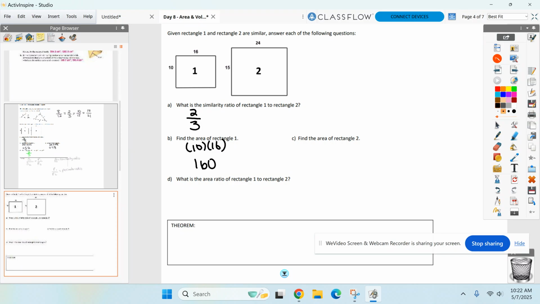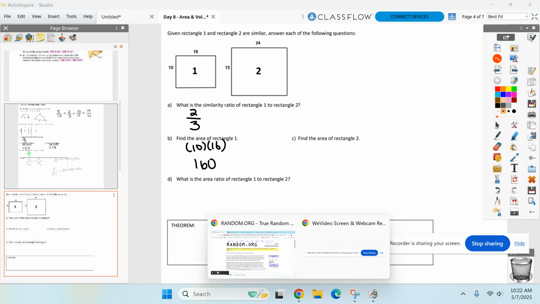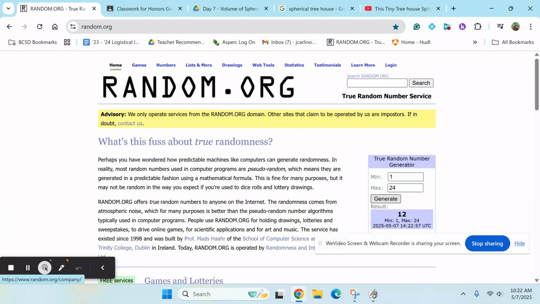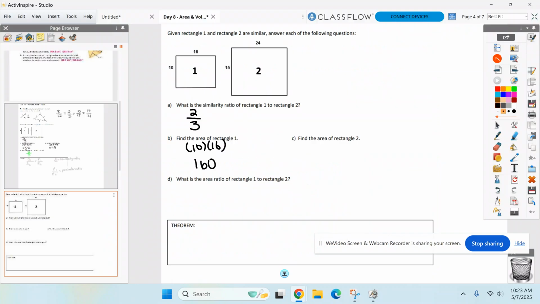Yep. And then everyone go ahead, find the area of rectangle 2. When you have that, let us know. Rectangle 2's area there. Jacob? 360. 15 times 24. Good, everybody. And here comes the magic now. What's the ratio? Don't assume it's 2/3 either. You better check on your calculator.